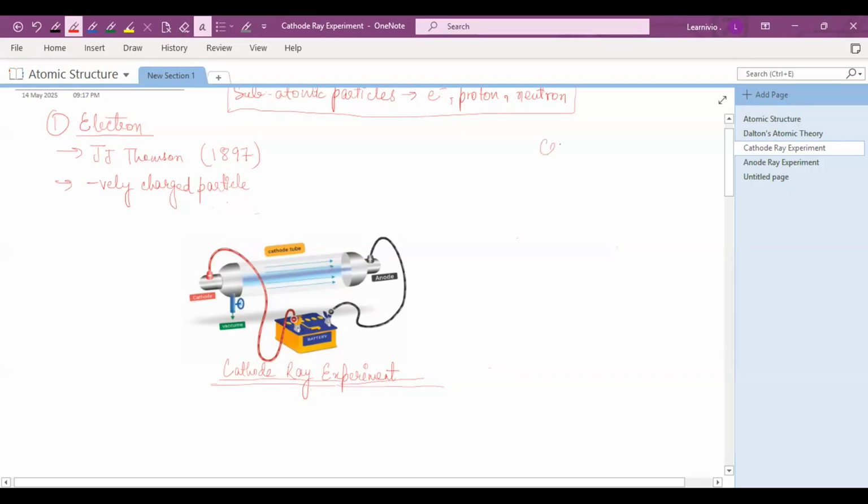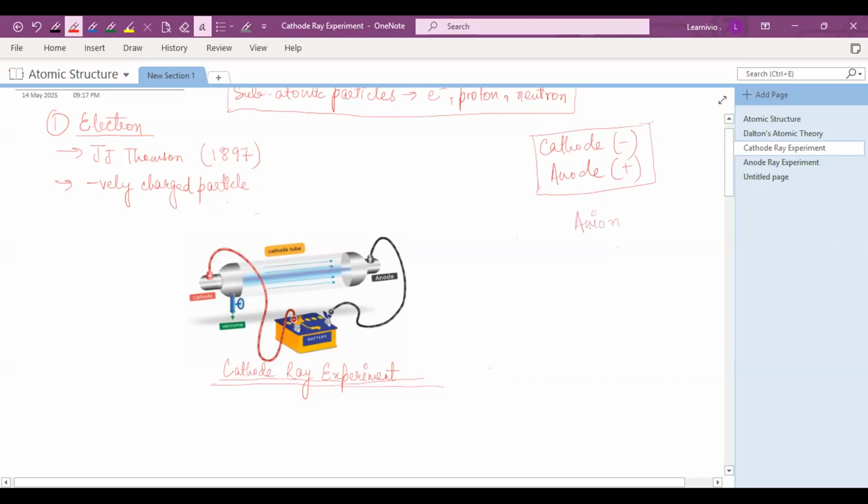You know that the cathode is negatively charged, right? Negative electrode, and the anode is the positive electrode. So you should remember that the cathode is always negative and the anode is positive. You can use that trick also.